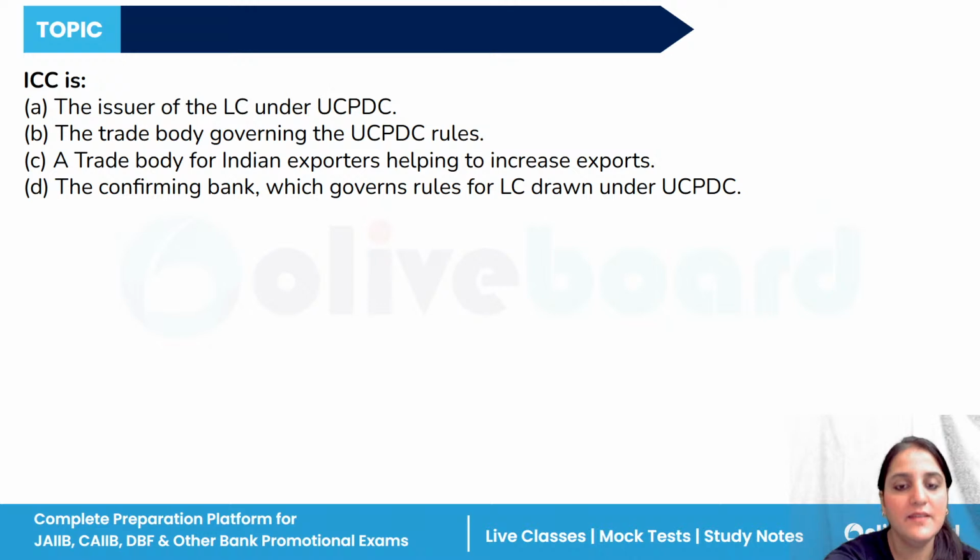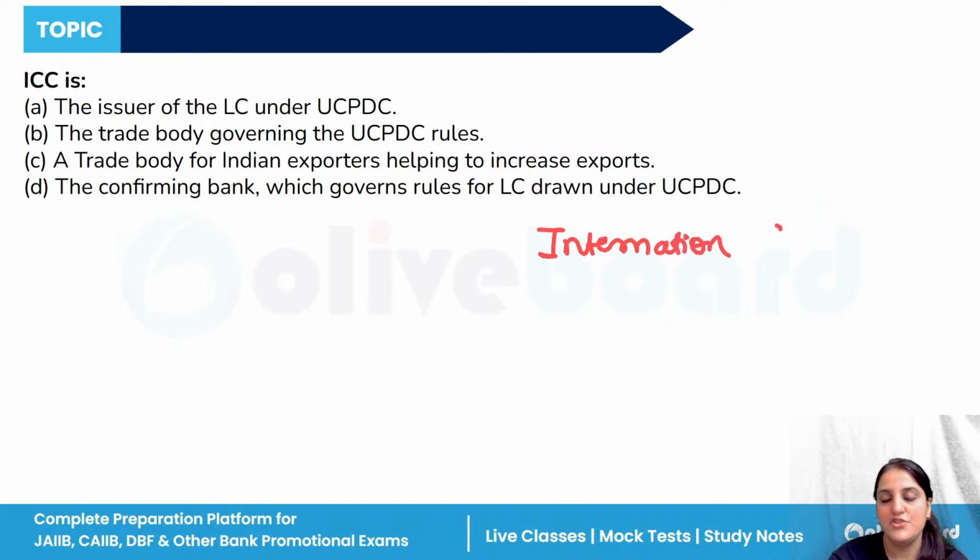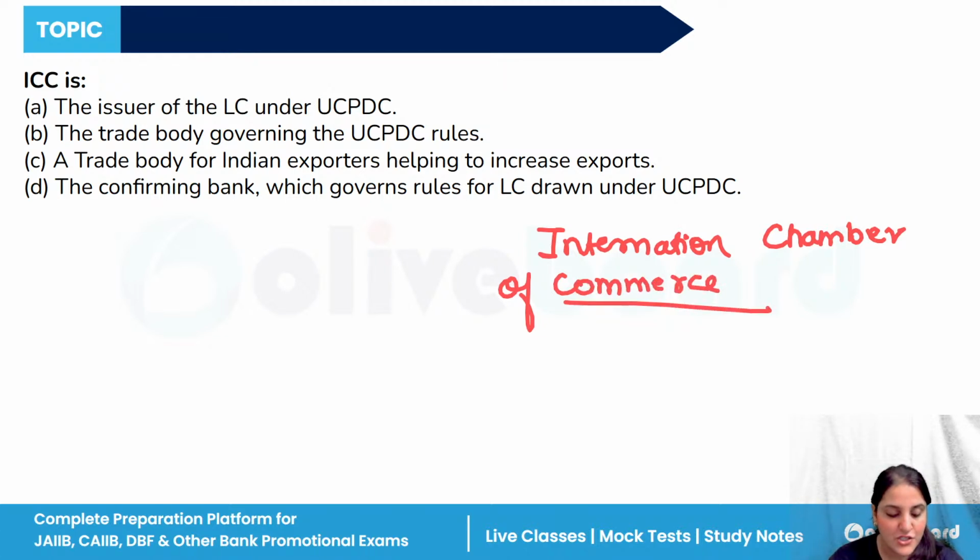Now, ICC is International Chamber of Commerce, and it is a global organization that provides rules and guidelines for various aspects of international trade, which includes the UCPDC also. And basically we can say that it is not the issuer of the LC, nor is it a trade body which is specified by the Indian exporters, and it does not act as a confirming bank.